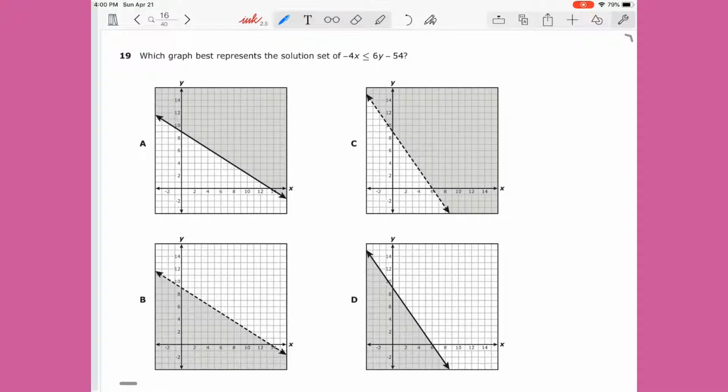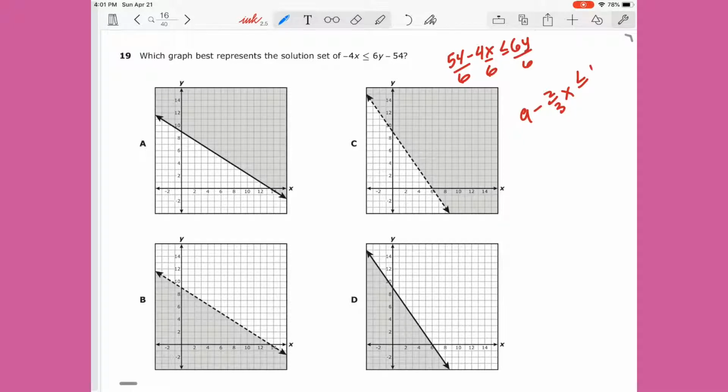I'm going to solve for y. So I'm going to move my 54 over. So this is going to become 54 minus 4x less than or equal to 6y. I'm going to divide by 6, divide by 6, divide by 6. 54 divided by 6 will give me 9. So this becomes 9 minus 4 divided by 6. That's going to give me a fraction, so that's going to be 2/3 x less than or equal to y.